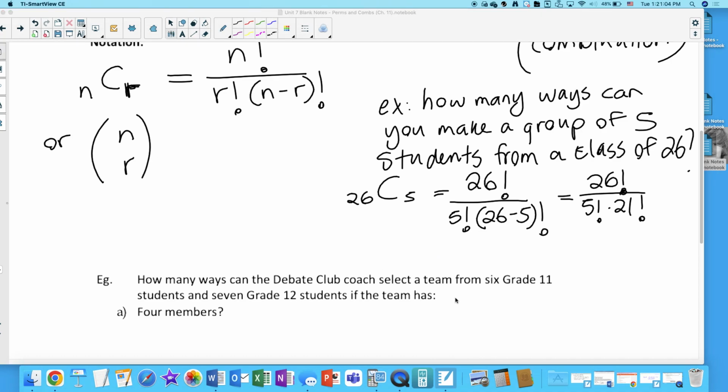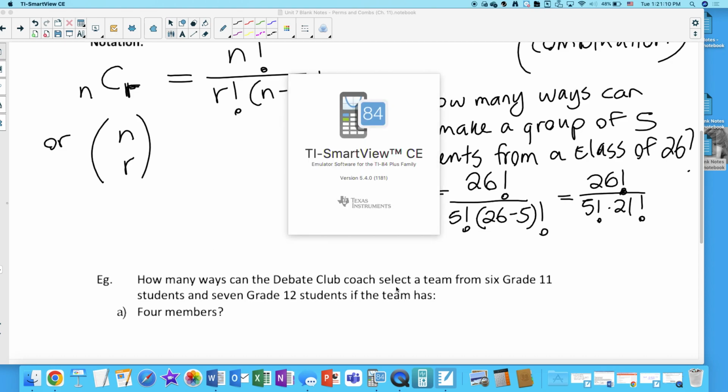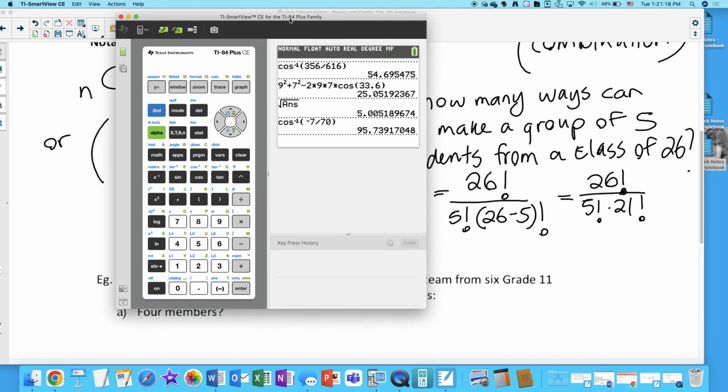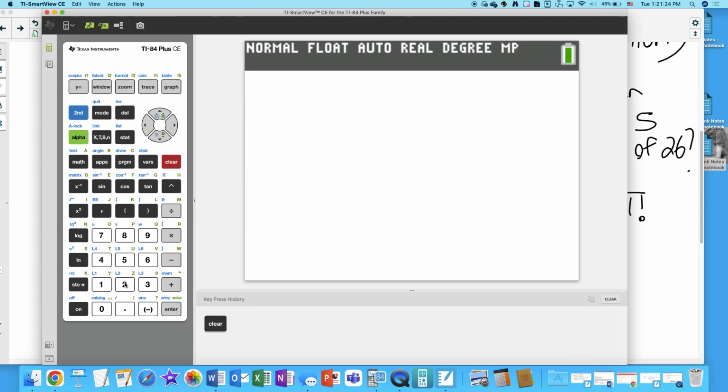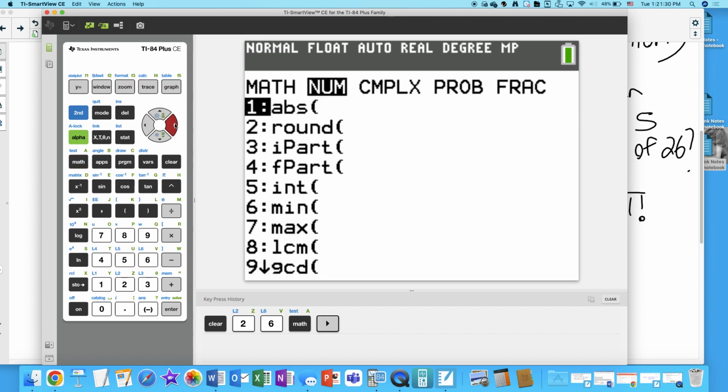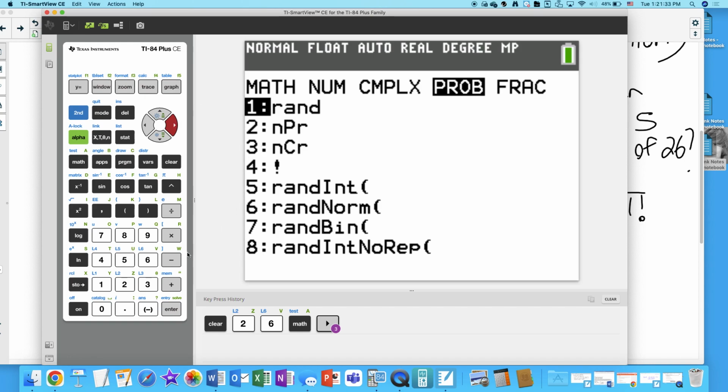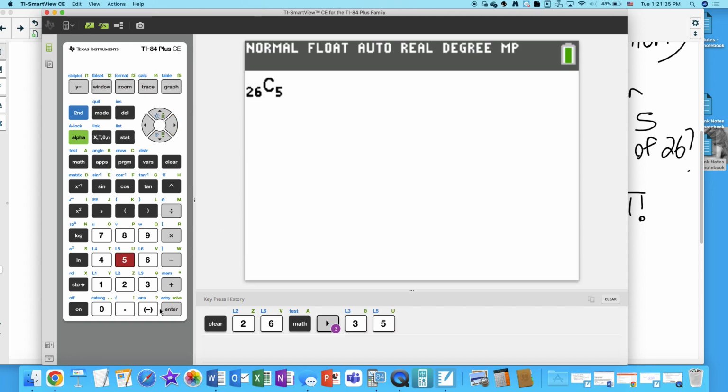On the TIs, you have to put in the 26 first, the n value, and then you go to the math button, it's down here. Go over to the right to probability, and then it's number 3. 26 choose 5. So there's 65,780 ways that I could make a group of 5 students out of this group of 26. That's a lot of different groups.